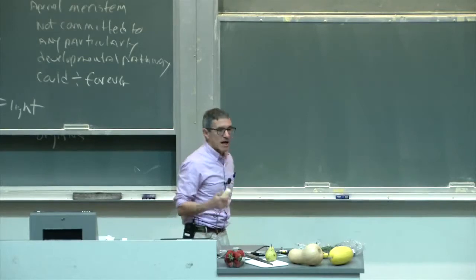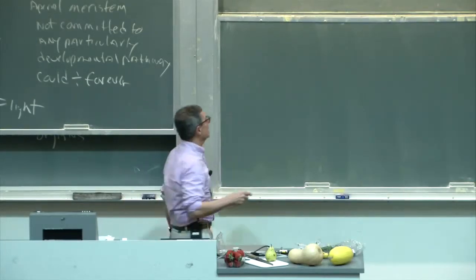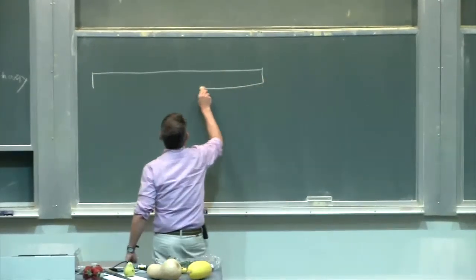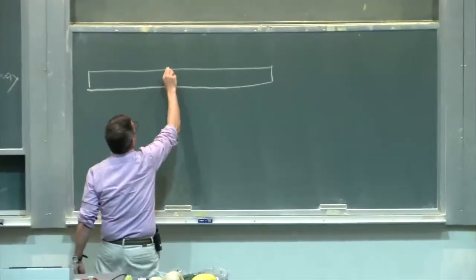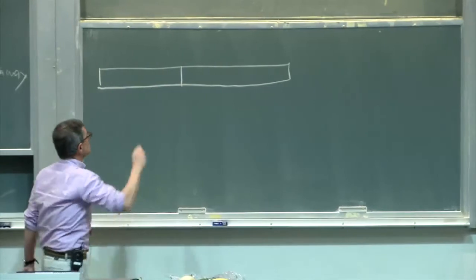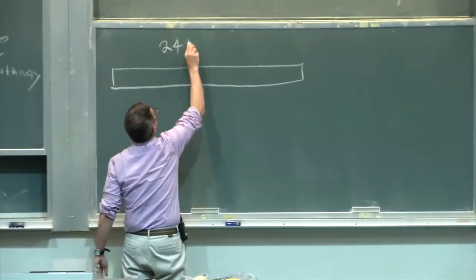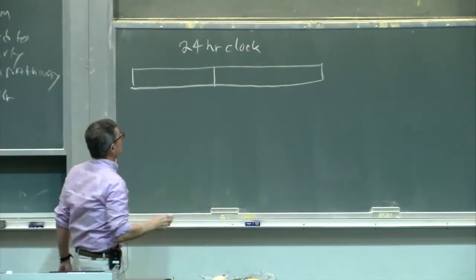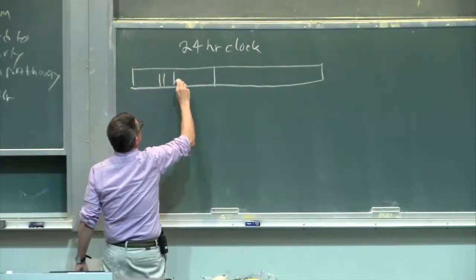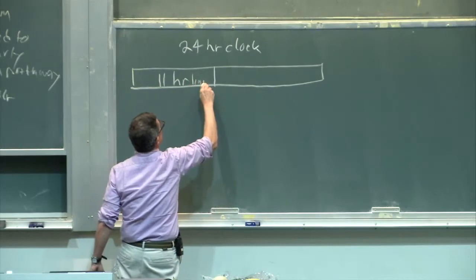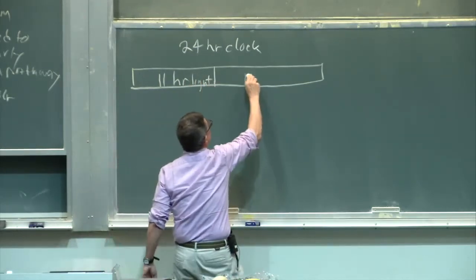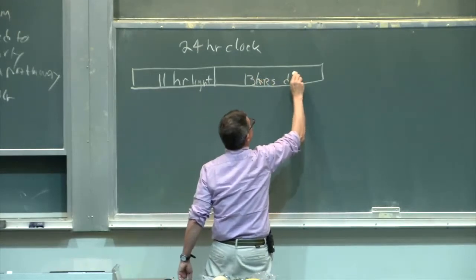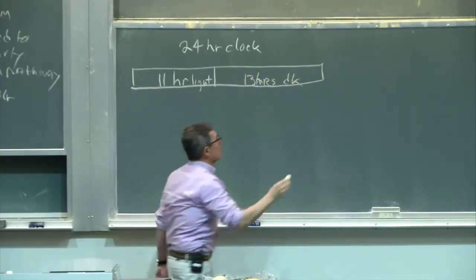And so if we take the 24-hour clock and we open it up to make it a straight line, what they found was that with 11 hours of light and 13 hours of dark, the plants flowered.